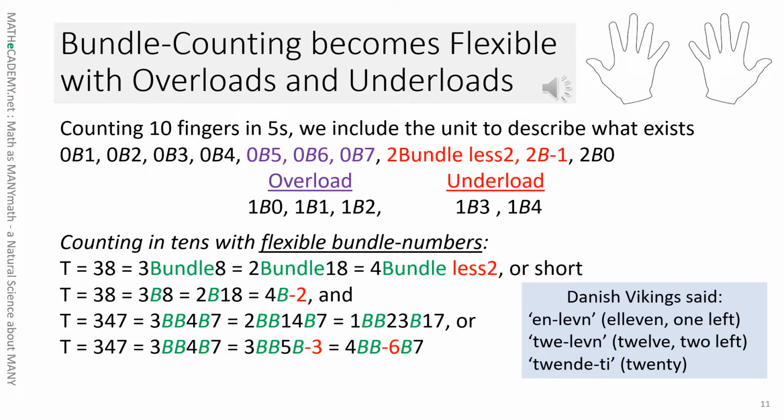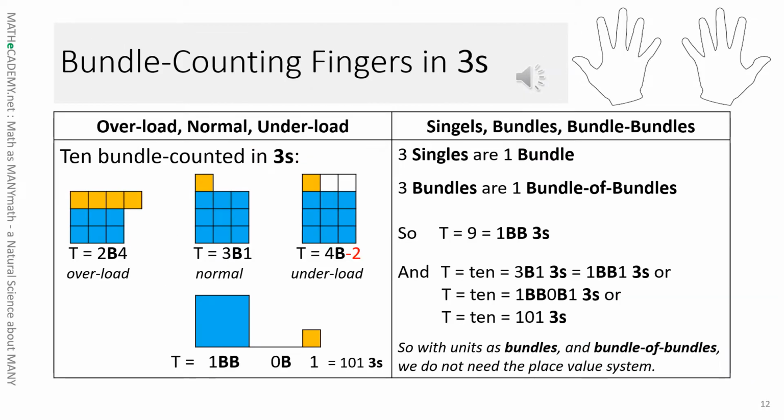Counting in tens with flexible bundle numbers, we get 38 is 3 bundle 8, which is 2 bundle 18, which is 4 bundle, less 2, or short, 4B-2. T is 38, or 3B8, or 2B18, or 4B-2. Likewise with 347. The ancient Danish Vikings said En11, for 11, 1 left. 12, for 12, 2 left. 20t, for 20.